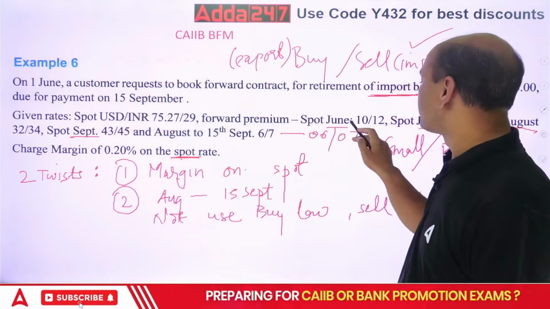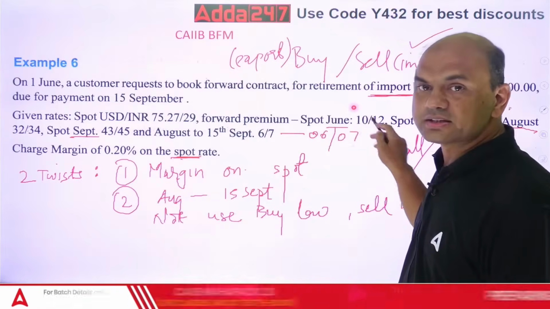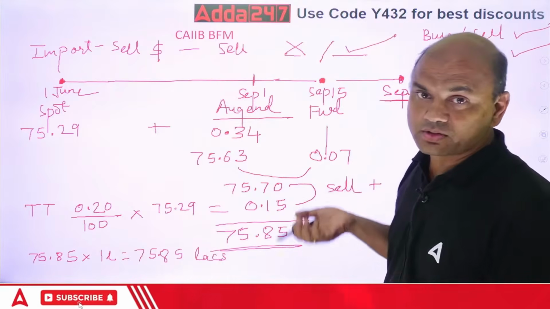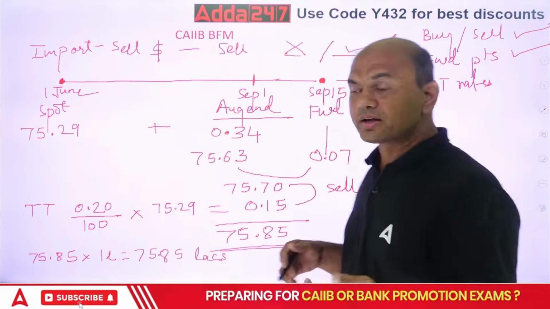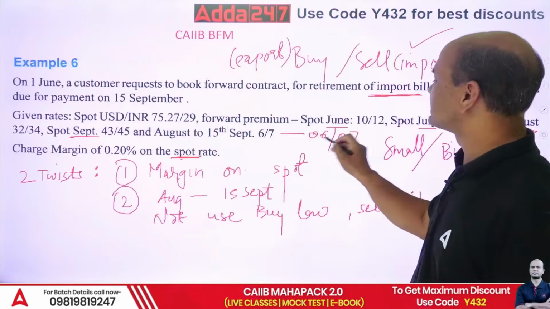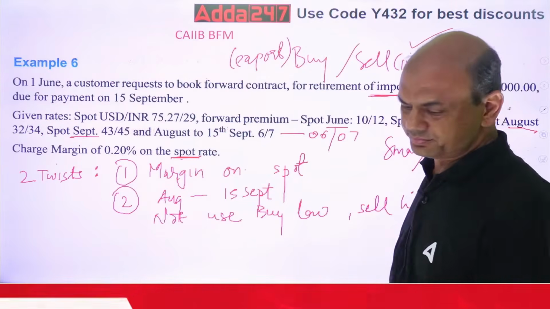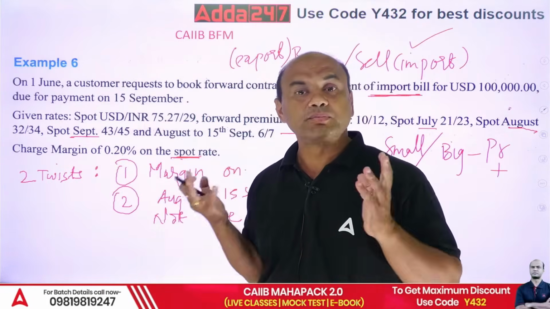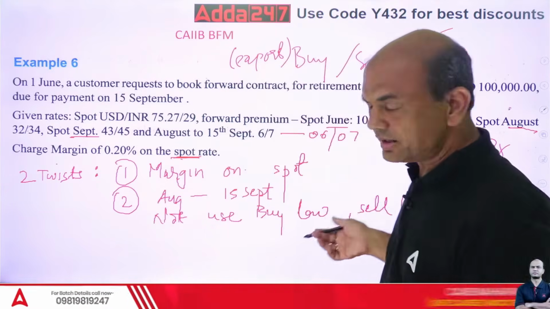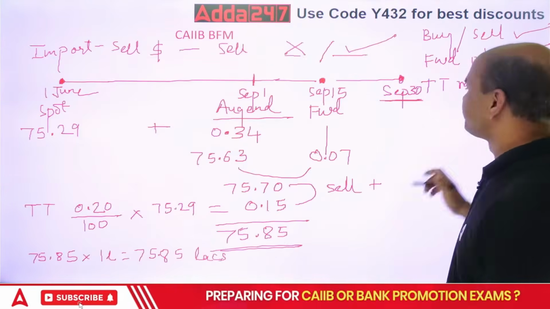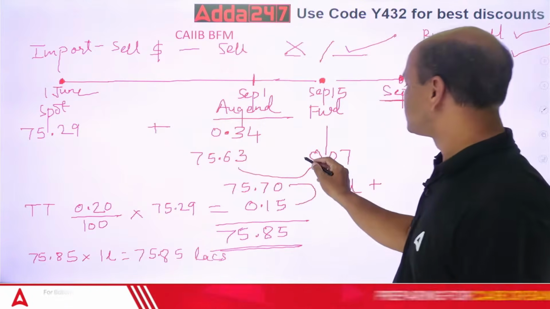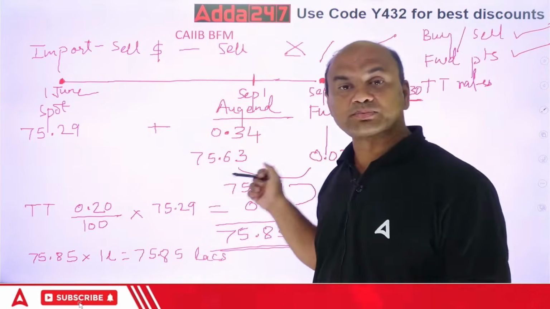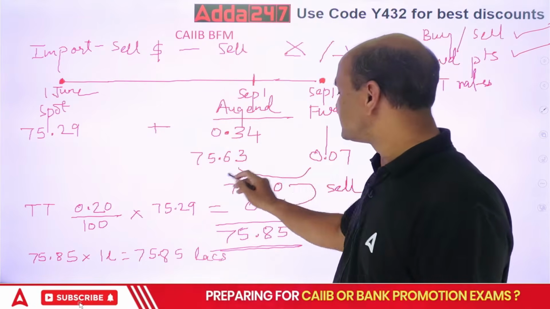Why? Because we are always focusing on this sell side, import. So do it 07. Now what will I do for this 07? Add or subtract? Again look at it. Is the currency in premium or discount? Say this 67. Right side is bigger. If the right side is bigger, what does it mean? It means the currency is in premium. So again I'll add it. Clear? So I'll add this now. See this 75.63 plus 0.07. So 75.70.